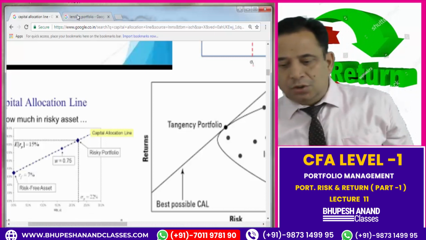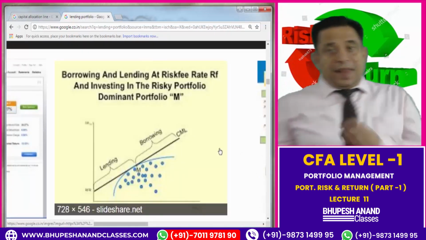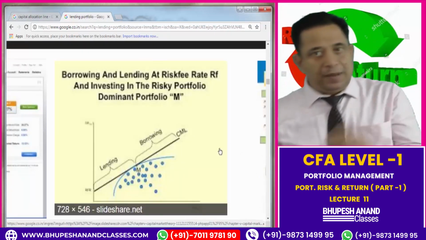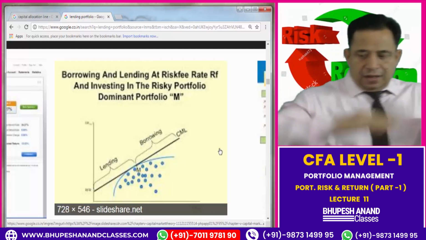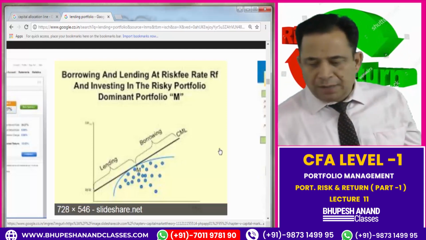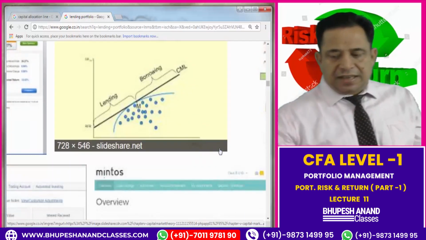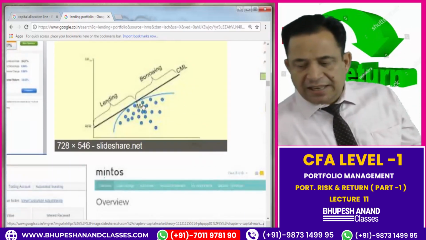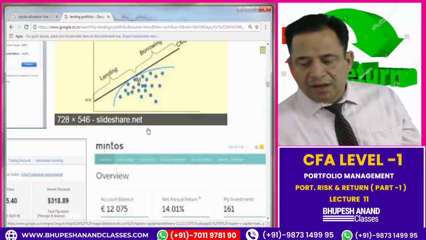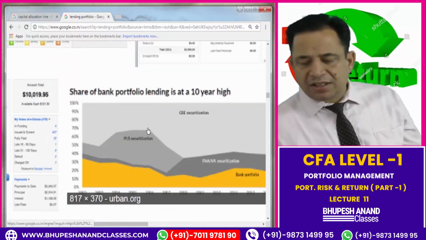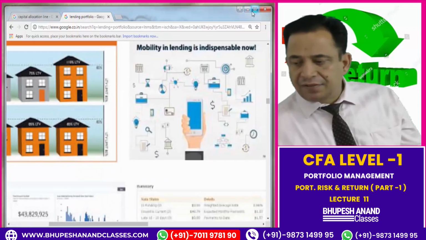Now, I will be telling you something more. The next point in this capital allocation line will be the lending portfolio and borrowing portfolio. Just see the graph. On the left-hand side of this M is lending and on the right-hand side of this M is borrowing. Now, what is the meaning of lending and what is the meaning of borrowing? That we will be telling you.